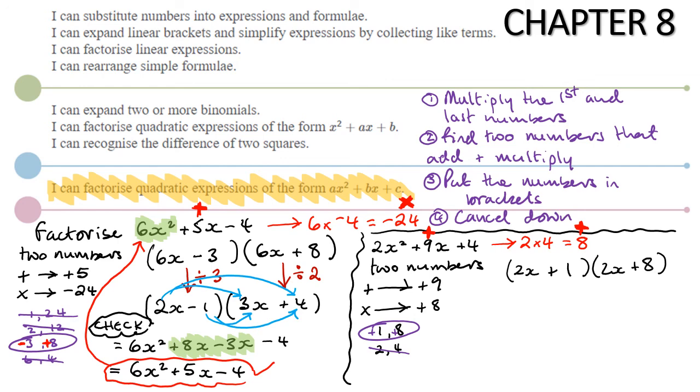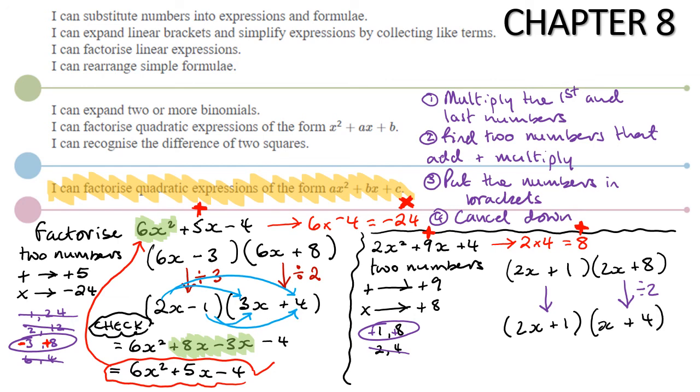Last step, cancel down. Now the first one you can't cancel down. The second one you can by dividing everything by 2. So the first bracket remains unchanged. Remember I said you can't always cancel down. Sometimes you can, sometimes you can't. Then the second bracket becomes x plus 4.